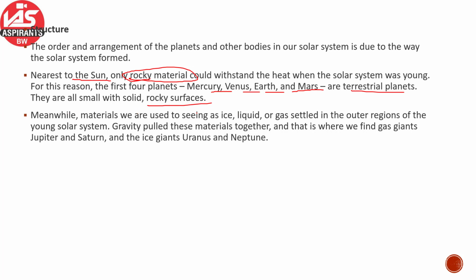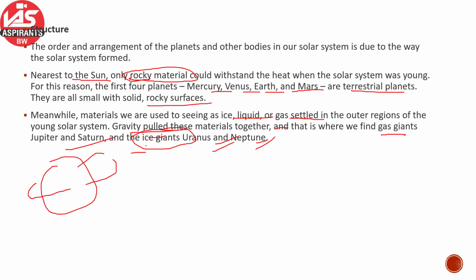Meanwhile, materials such as ice, liquid, or gases settled in the outer regions of this young solar system, and gravity pulled these materials together, and therefore the gas giants like Jupiter and Saturn were formed. Uranus and Neptune were the ice giants. So you can see Jupiter and Saturn have mostly gases around them, whereas Uranus and Neptune have mostly ice on them. So they were separated out like this. That's why Jupiter, Saturn, Uranus, Neptune are also known as the outer planets.